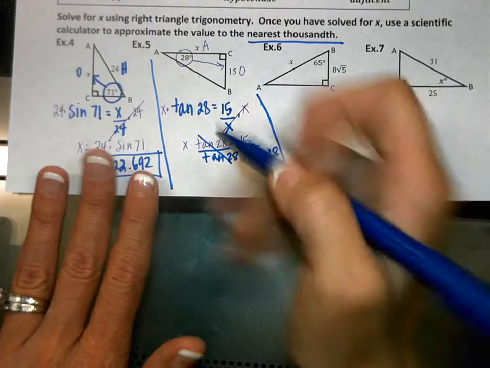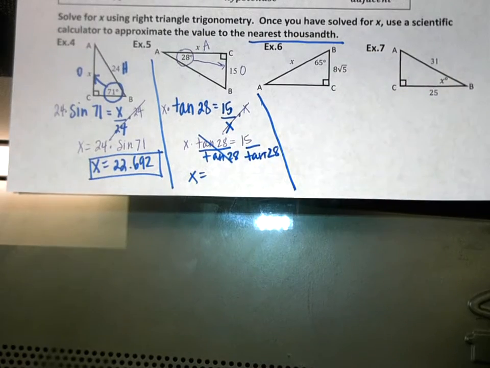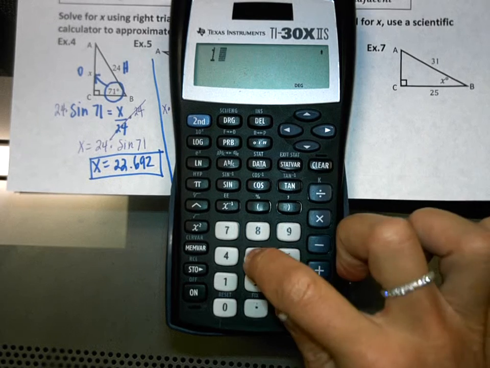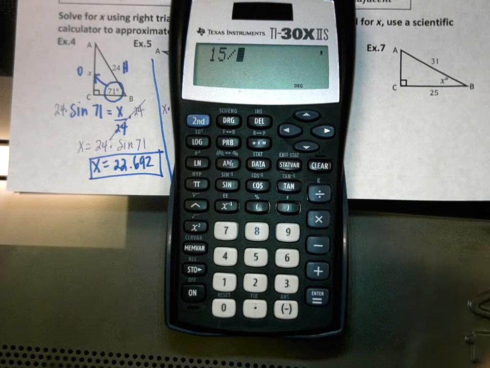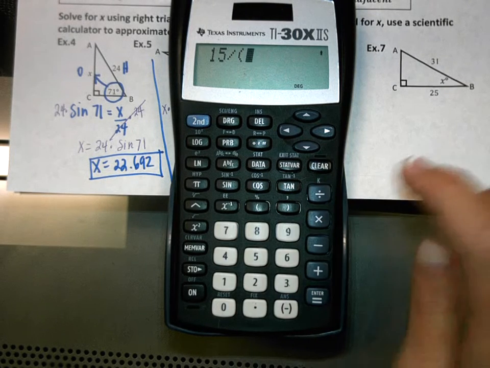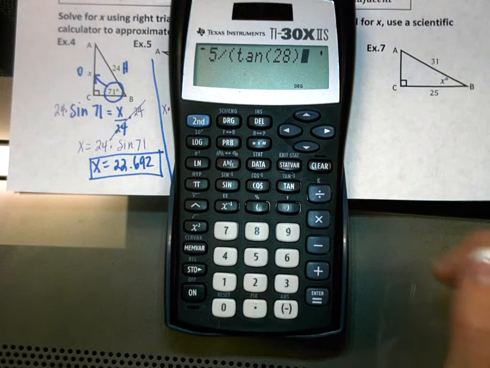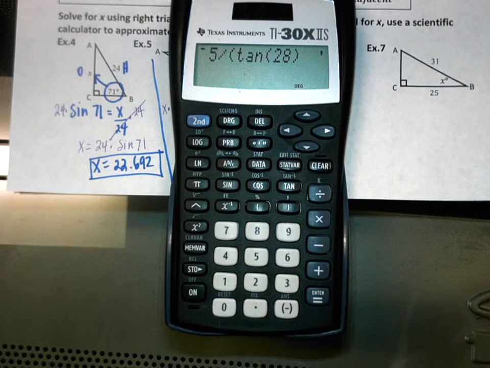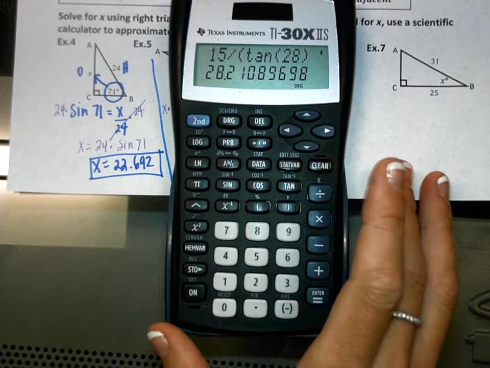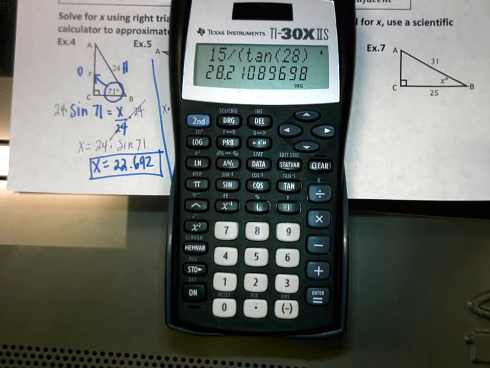Okay? So now we need to solve for x. So we know that x is 15 divided by tangent of 28. So in your calculator, we're going to have to type it this way first. 15 divided by, and then I believe you should use parentheses to be safe on your calculator. And then we're going to do tan of 28, and then close your parentheses. And we press enter then. And you should get 28.211. Because we're rounding to the nearest thousandth. And since the 8 is bigger than 5, we round up, right?